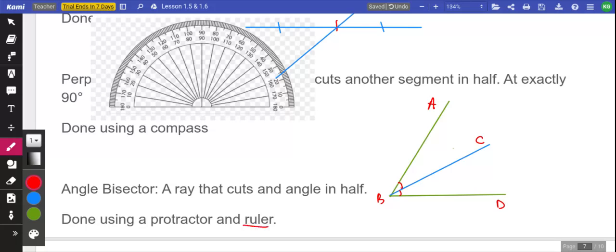So again, the only time you would actually need to use a ruler is if you were doing this on paper and you couldn't make your BC, the blue line like mine, straight. That's one advantage to doing this on Cami.